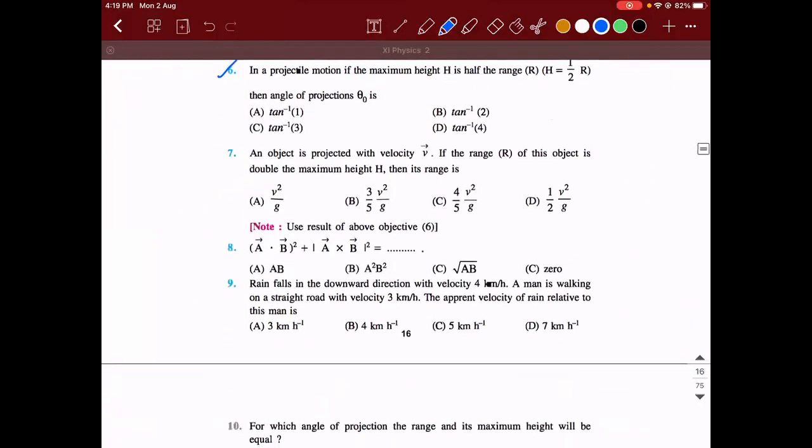This one. Look at the ninth one. You guys know this. Solve and tell me. How to do, guys?